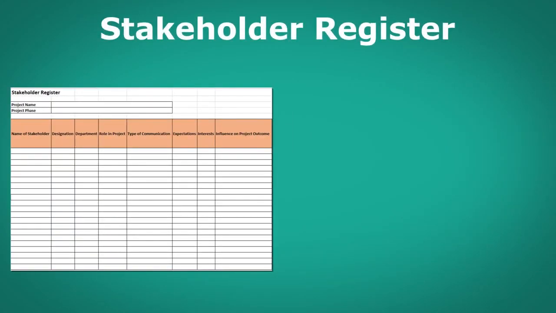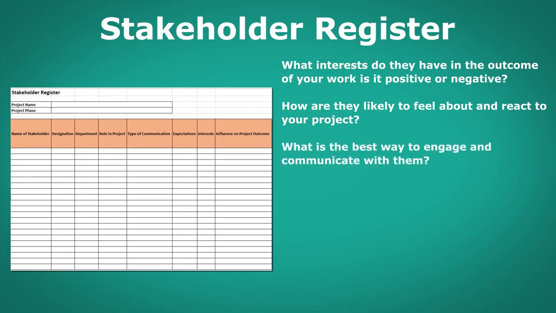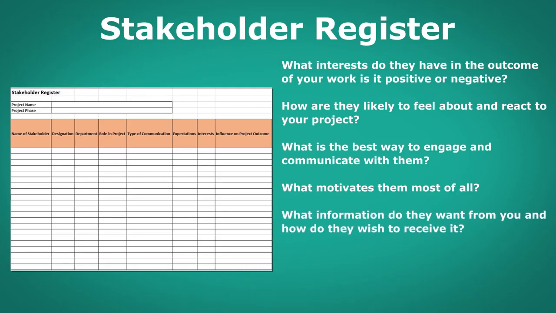The third stage involves gaining greater understanding of your stakeholders. This stage is knowing more about your stakeholders, and the best way to find this information out is to talk to them directly. Clear questioning can help you understand information. These could be, what interests do they have in the outcome of your work? Is it positive or negative? How are they likely to feel about and react to your project? What is the best way to engage and communicate with them? What motivates them? What information do they want from you, and how do they wish to receive it? What would encourage them to support your project?